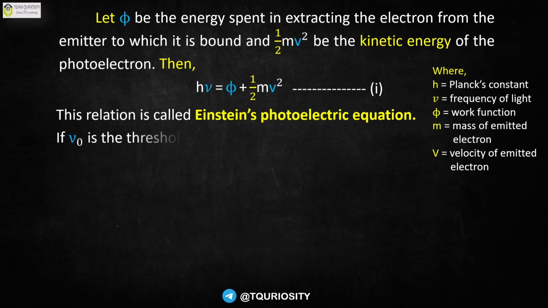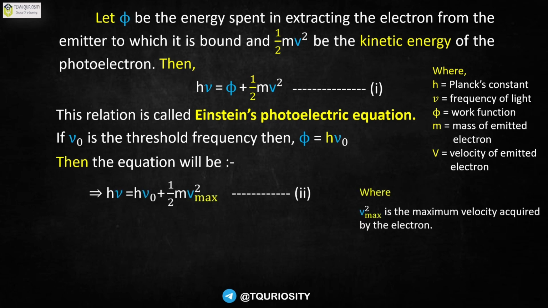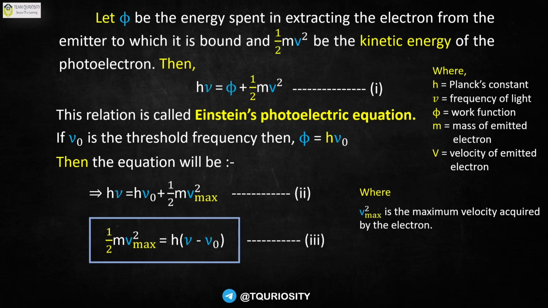If mu naught is the threshold frequency, then phi is equal to h mu naught, where phi is the work function. Then equation 1 will be h mu is equal to h mu naught plus half m v maximum square. Let us mark this as equation 2. And v max in this case is the maximum velocity acquired by the electron. Now half m v maximum square is equal to h into mu minus mu naught. Let this be equation 3.